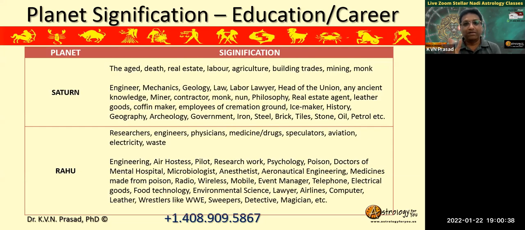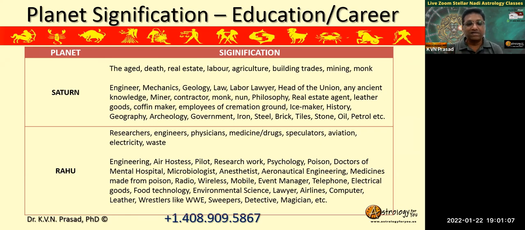Now Saturn. In one line, what you have to remember: Saturn means labor class. Labor, hard work. People will slog. They have to put in more effort. If they put in 100% effort, they will get 20% result, I mean monetary-wise. They have to slog a lot.